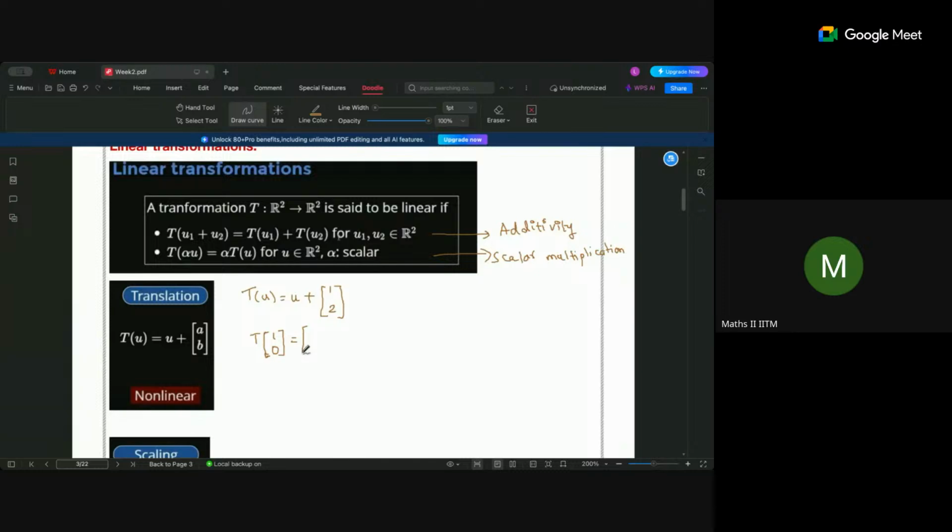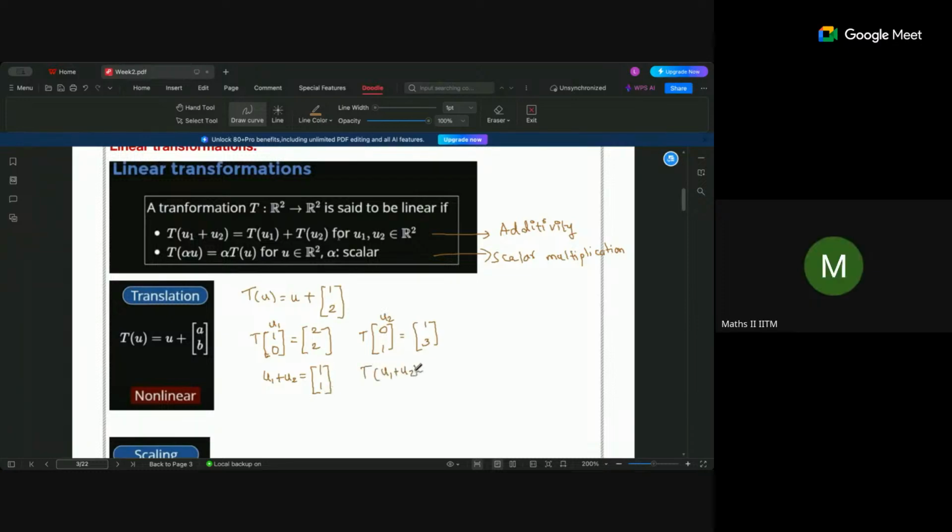It is nothing but, what is the answer? (2, 2). And we also calculated T of (0, 1). What's the answer? (1, 3). Right? So let us say this is your u1 and this is your u2. Now, what is u1 plus u2? u1 plus u2 is (1, 1) plus (1, 2). Now, what is T of u1 plus u2?